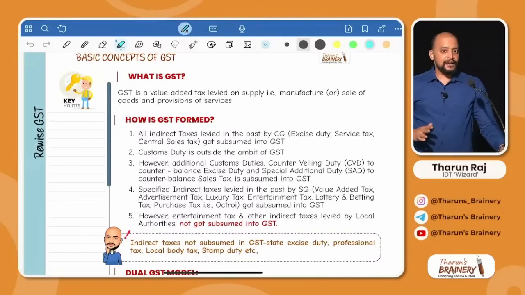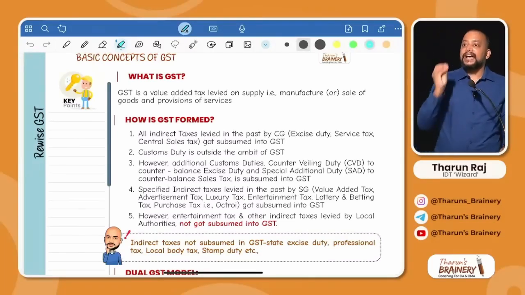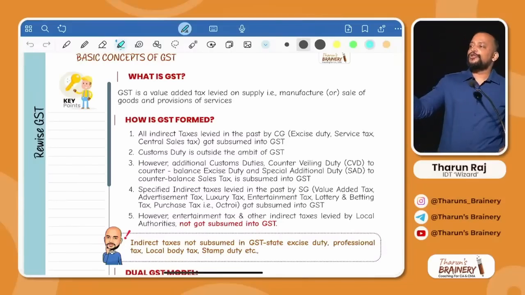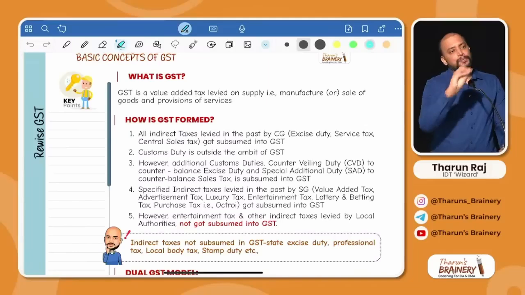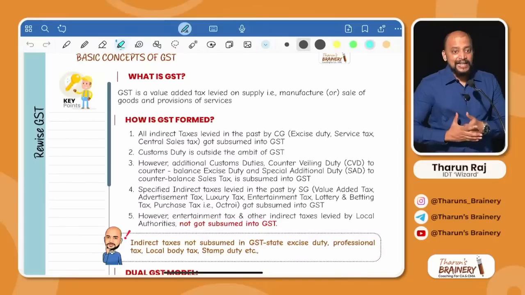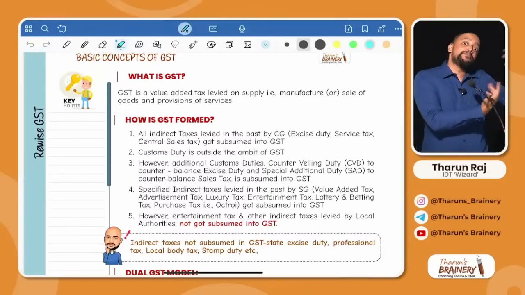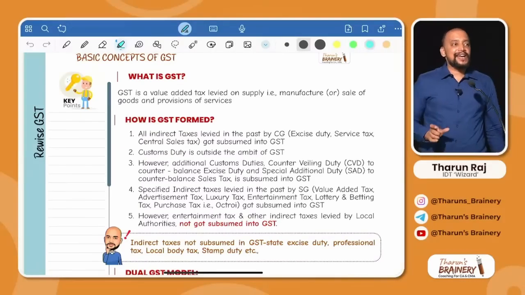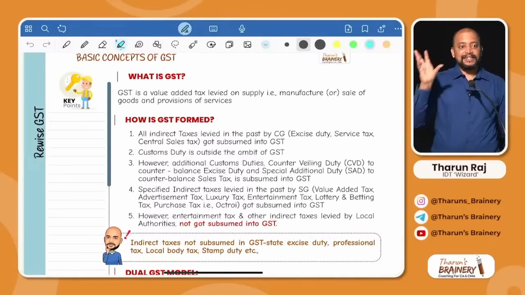I am purchasing at what price? 100 rupees I am purchasing. 100 into 10% is what? 10 rupees. So 15 rupees minus 10 rupees. Why do I need to reduce 10 rupees? Because there is a system called input tax credit, that is, tax paid on purchase I will set off against the tax payable on sales. Is that clear? So that's why GST is a value added tax.